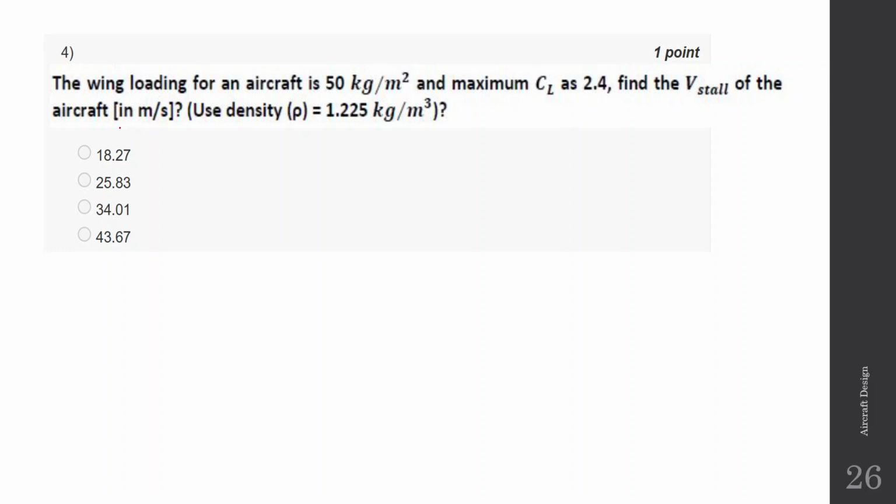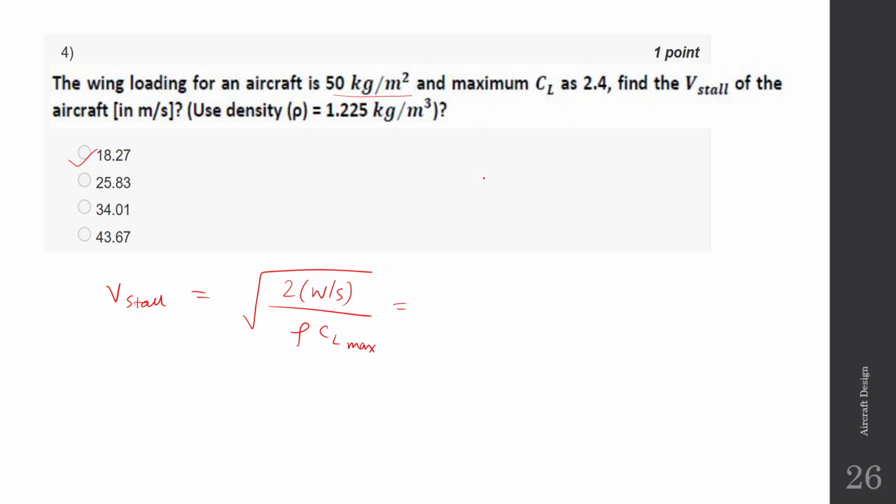Okay, you are right. The answer is 18.27 meters per second. For this, we'll use the simple formula that we have been using. V stall is equal to root over 2W by S rho CL max. So we can simply substitute all the required things. One thing we have to note here is that the wing loading has been given in kg per meter square, but we have to convert it into newtons per meter square, so that the units are all proper.